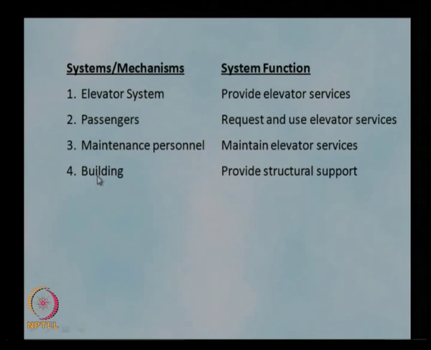Then there is a building on which the main system is installed. That also influences the design of the system. It provides the structural support, the necessary safety features, and the necessary power connection. So this also interacts with the main system. We need to find out what kind of interactions are taking place between the system and the external systems.